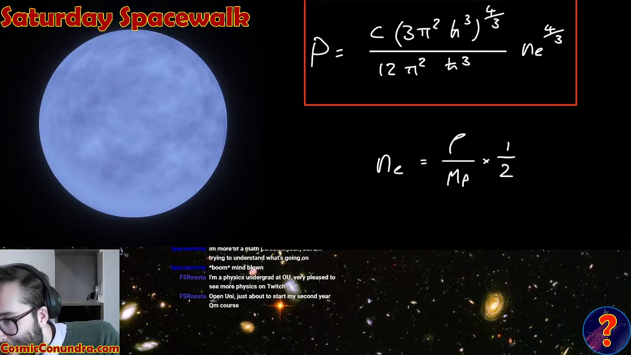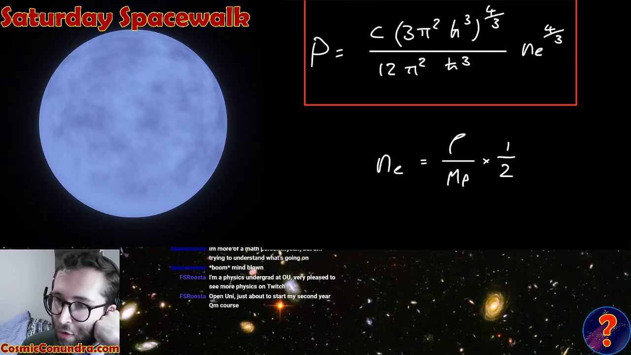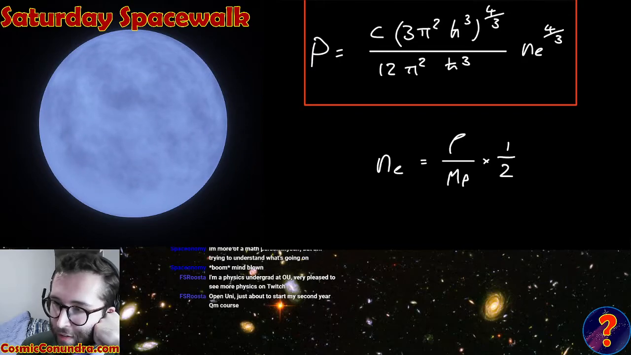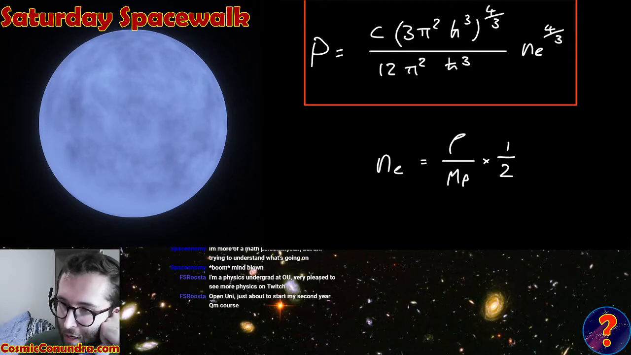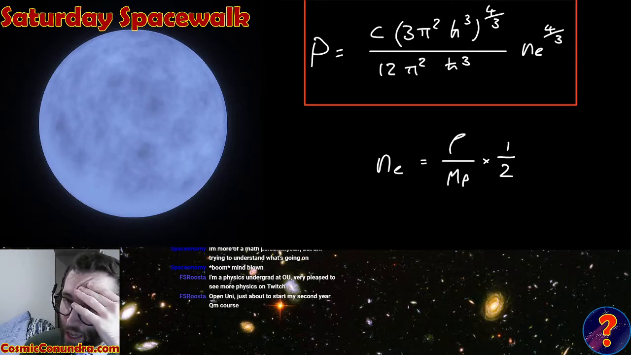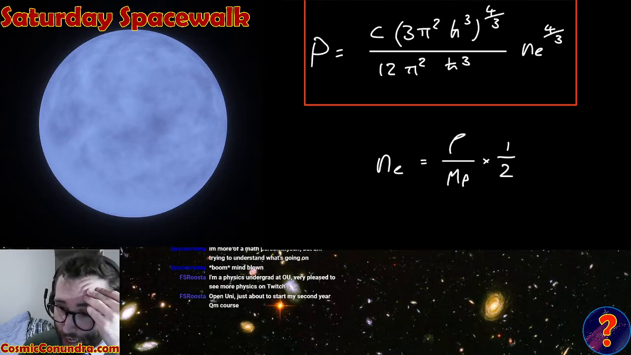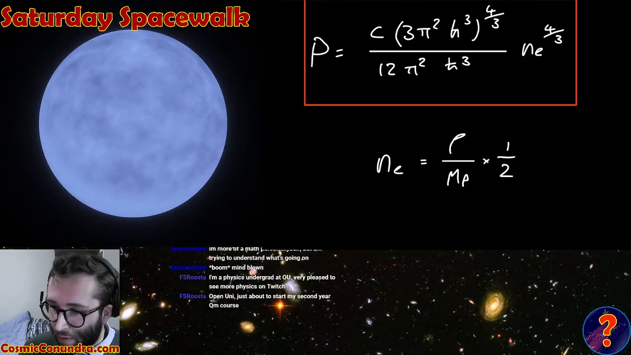And why do we do that? Well, that's because we assume the star is neutral overall, meaning it's got as many protons as it has electrons, which is a very accurate thing to say. And because of that, for every proton there'll be one electron. So if you're counting the number of electrons, that's the same as counting the number of protons.